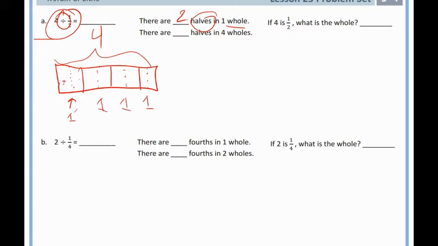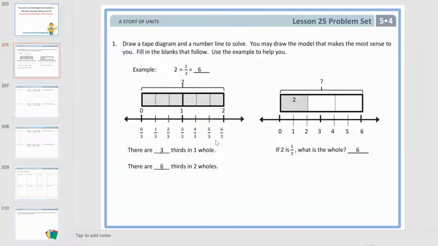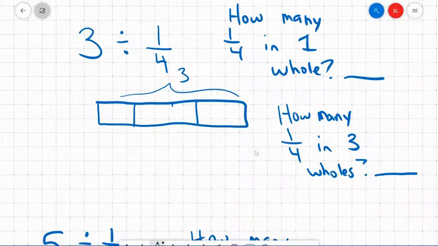Then I'm going to count up the pieces. I got 1, 2, 3, 4, 5, 6, 7, 8. So there are 8 halves in 4 wholes. So the answer to 4 divided by 1 half is 8. Now I'm going to show it to you in a different way, so that you can see how else it looks.